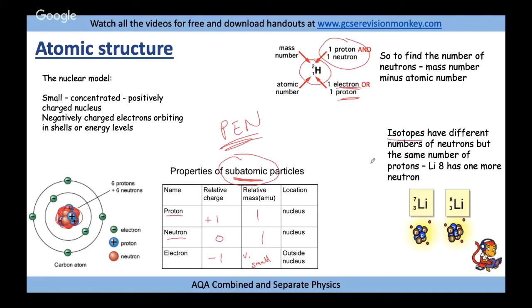Now, an isotope is a different number of neutrons, but the same number of protons. So lithium-8, for example, has 1 more neutron, same number of protons. So here's my proton number. They've both got 3. This one here has got 4 neutrons. That one there has got 5 neutrons.